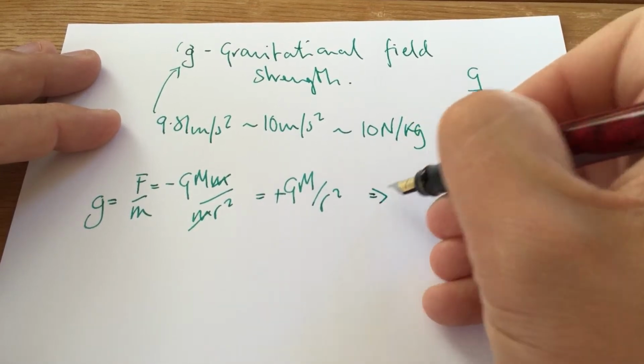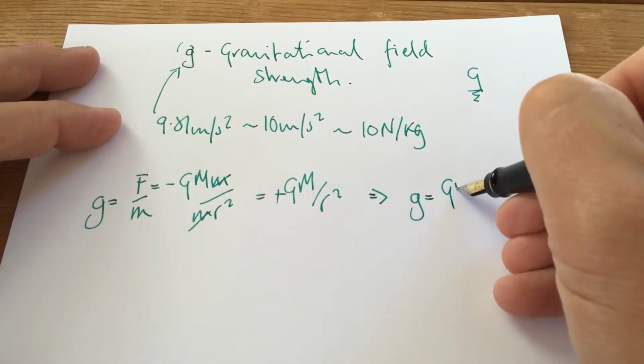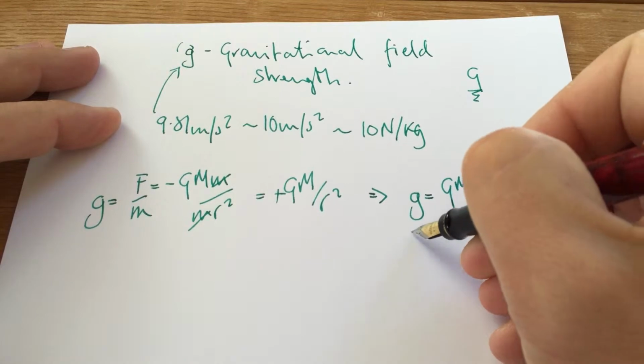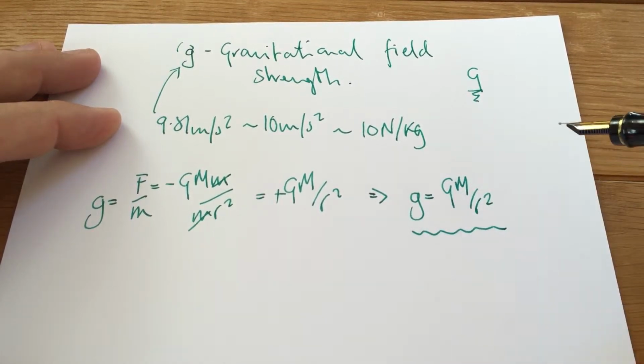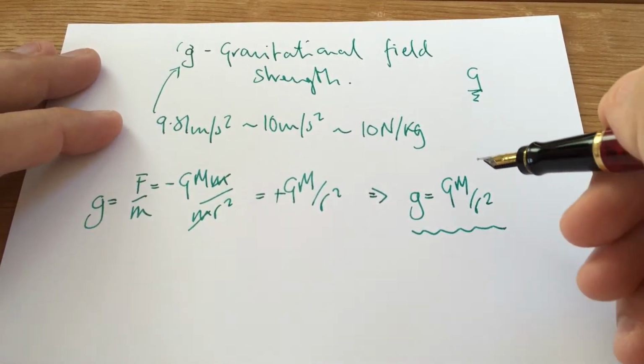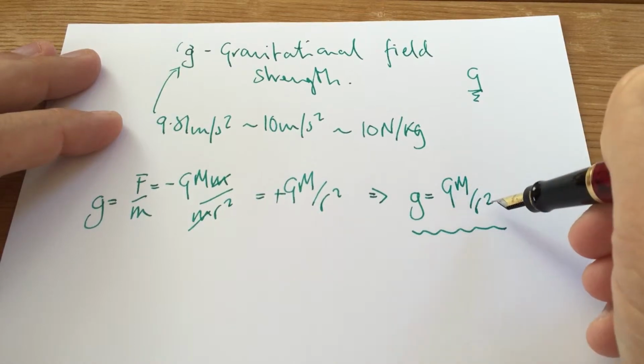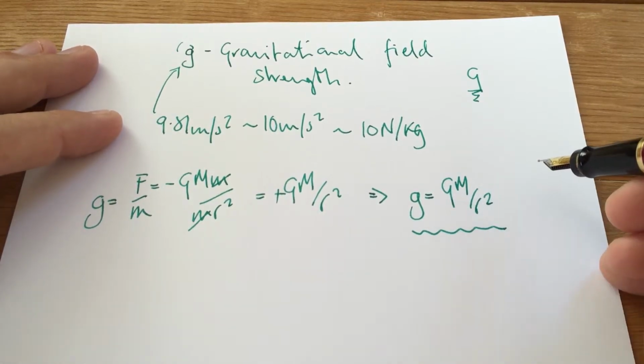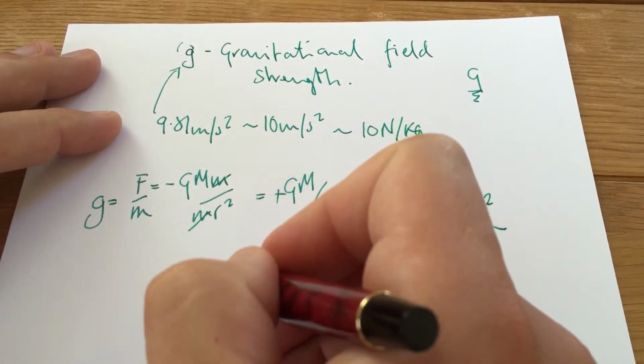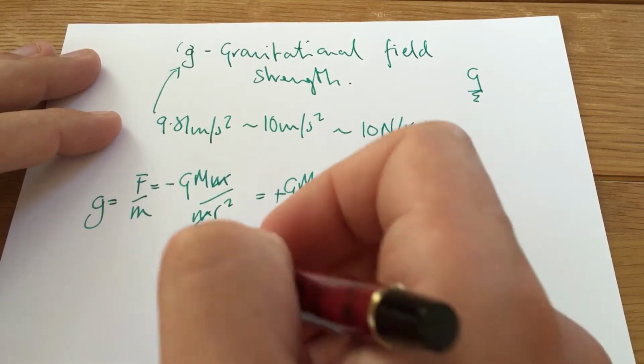Good, so that leaves us with g is going to be GM over r squared, and not only can we work out what g is on Earth, but you can also work out what g is on different planets, as long as you know their masses and their radii. So let's try g on Earth and see whether it comes out to be in the order of 9.81.